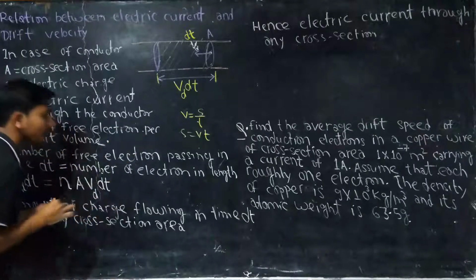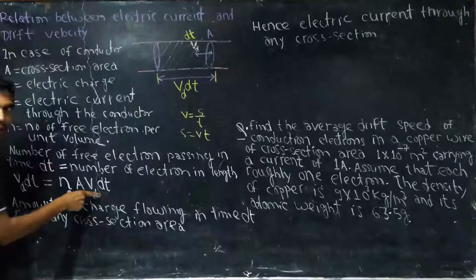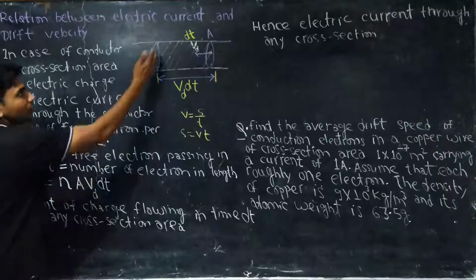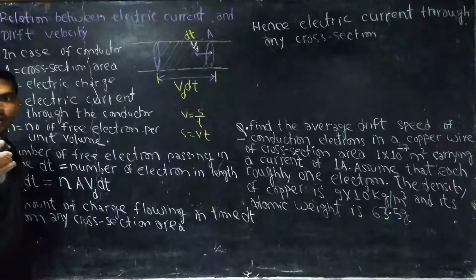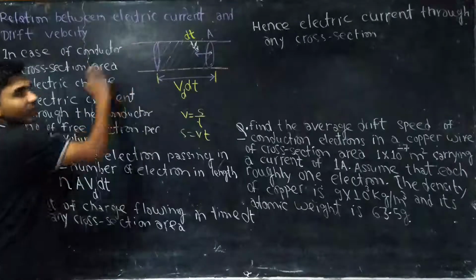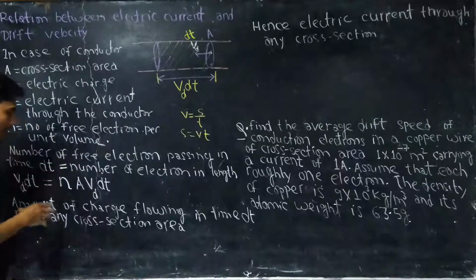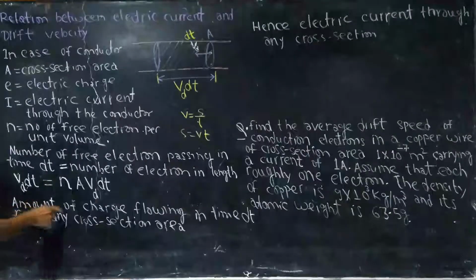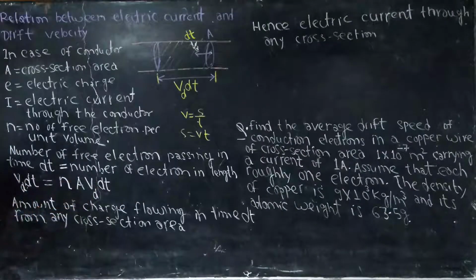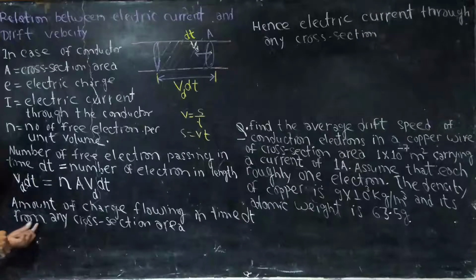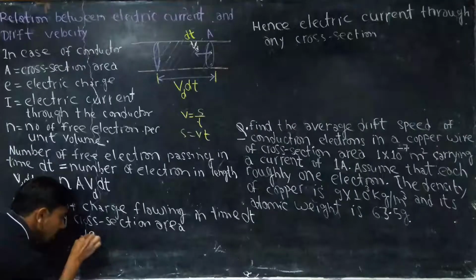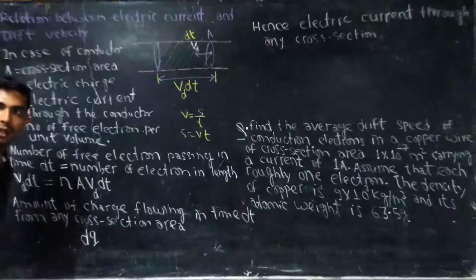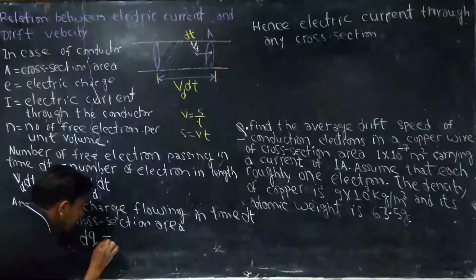Now you can see this number of electrons crossed this area, right? So as electrons are crossing, that means some charge is crossing this area, right? And that charge is how much? So the amount of charge flowing in time dt from any cross-section area is dq, yes or no, right? And that dq will be how much?